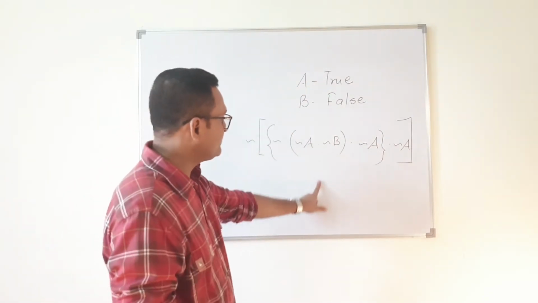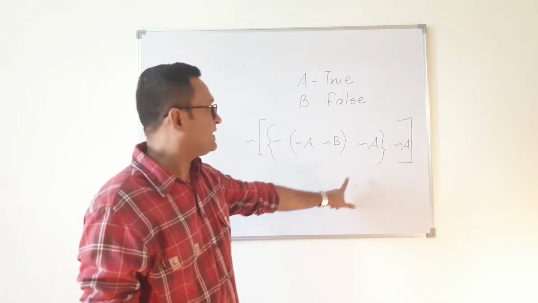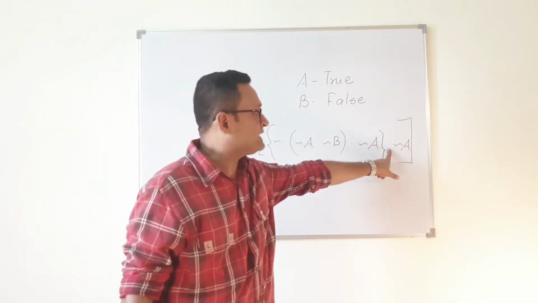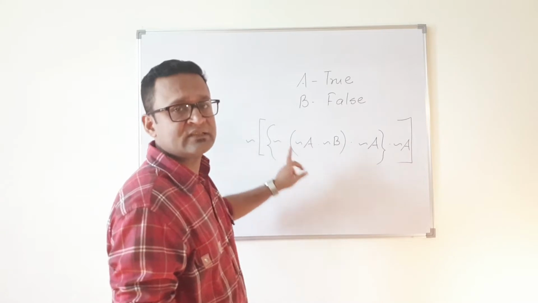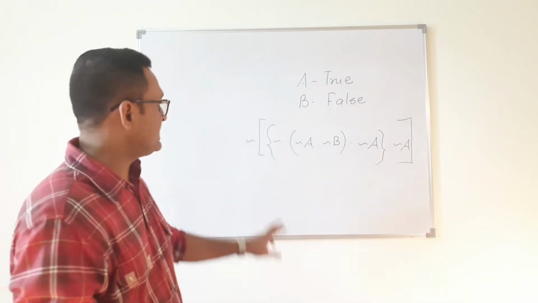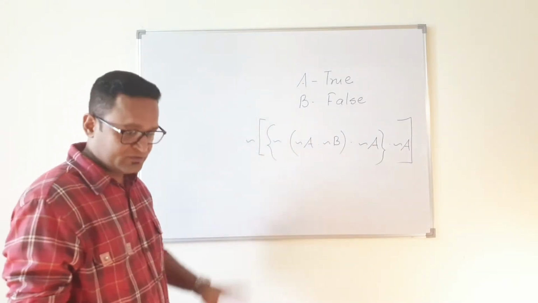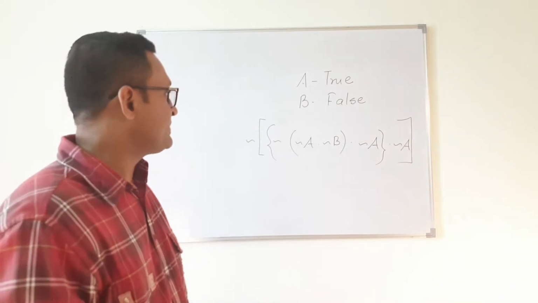If you found the value of this, it is going to be the wrong answer. If you found the value of this, or I do not know this, all these things will be false answers. The right answer will be this one. So you need to understand this.